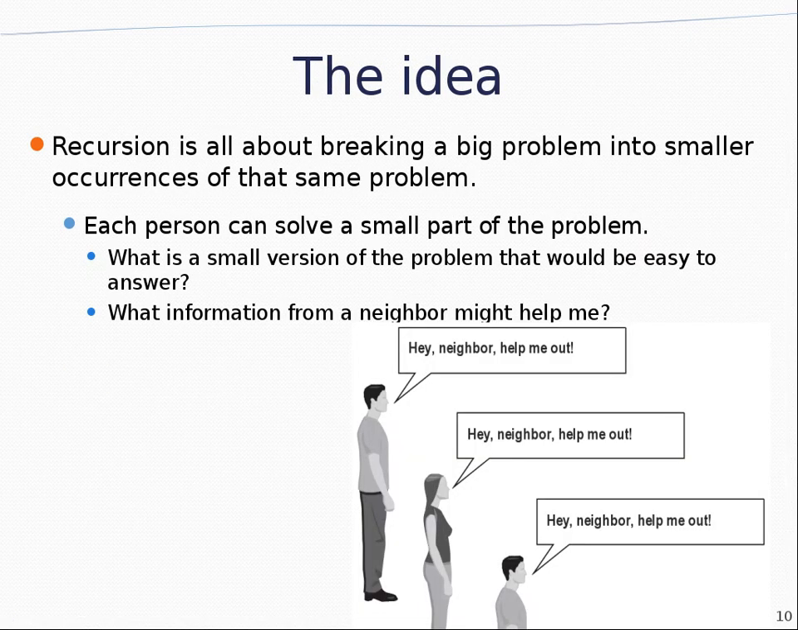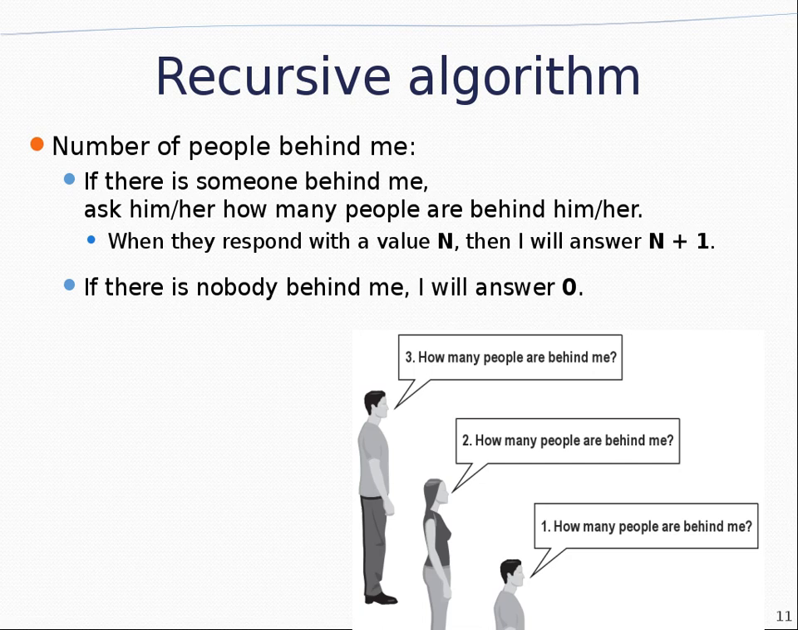All right, that's what this picture was doing. We just did it in class. Notice each person can solve a small part of the problem, so you're trying to simplify it by just asking how each section is solved. So for the number of people behind me, if there's someone behind me, ask him or her, and they'll respond with value n, so the answer is n plus 1, because we might be 1, then 2, then 3.